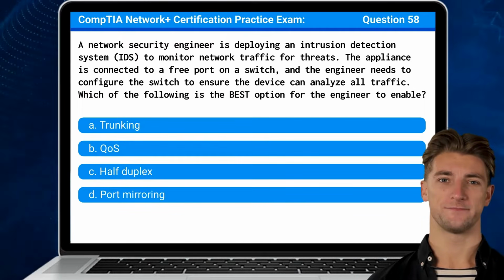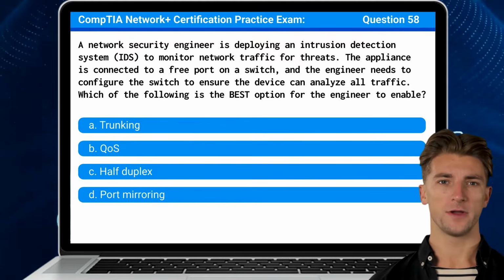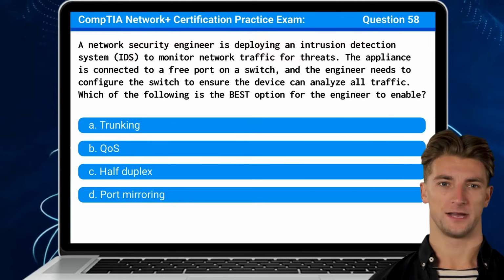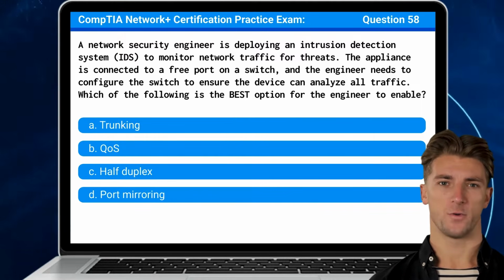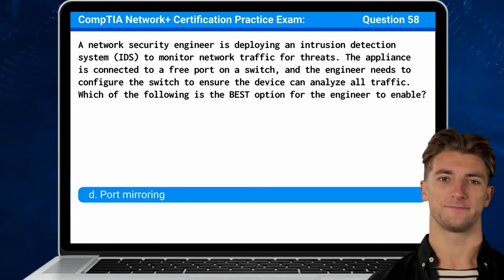Question 58. A network security engineer is deploying an intrusion detection system to monitor network traffic for threats. The appliance is connected to a free port on a switch, and the engineer needs to configure the switch to ensure the device can analyze all traffic. Which of the following is the best option for the engineer to enable? The answer is D, port mirroring.